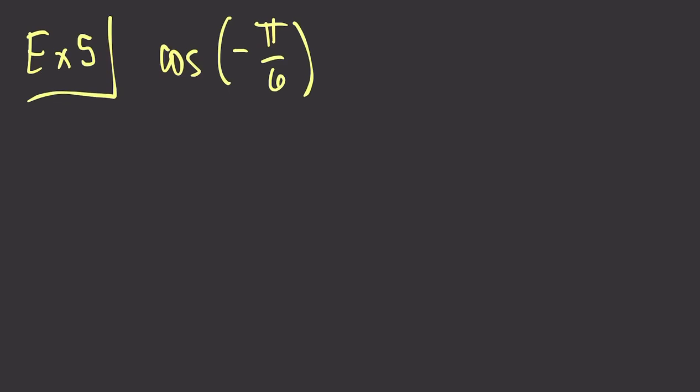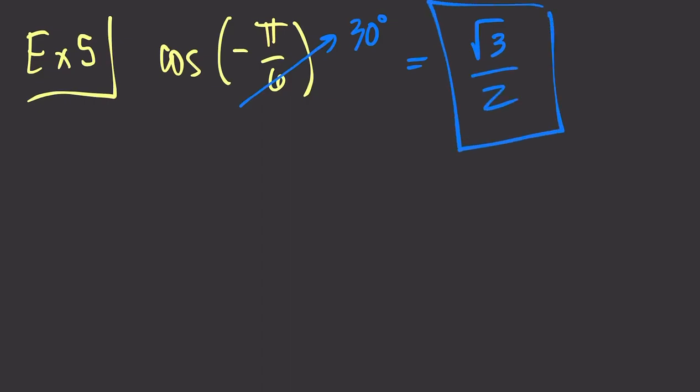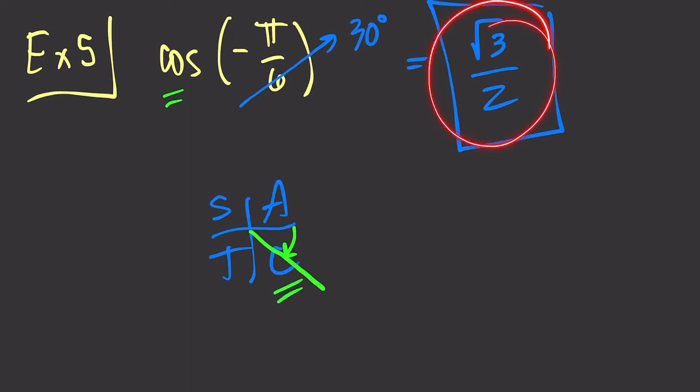Cosine, negative pi over 6. Again, you see pi over 6, you think, oh, 30 degrees. And I know from my triangles that cosine of 30 degrees is square root 3 over 2. So what we haven't established yet is whether that's positive or negative. So we always do ASTC. Think about what quadrant we're in. Well, negative pi over 6 means I went that way. That's cosine's quadrant. I want cosine, so my answer is just positive square root 3 over 2.